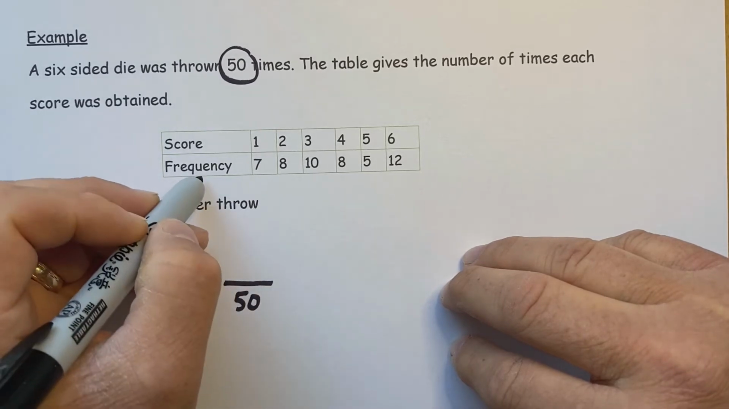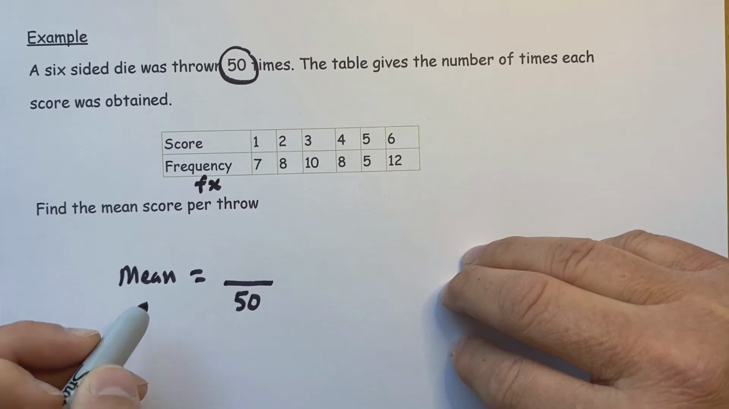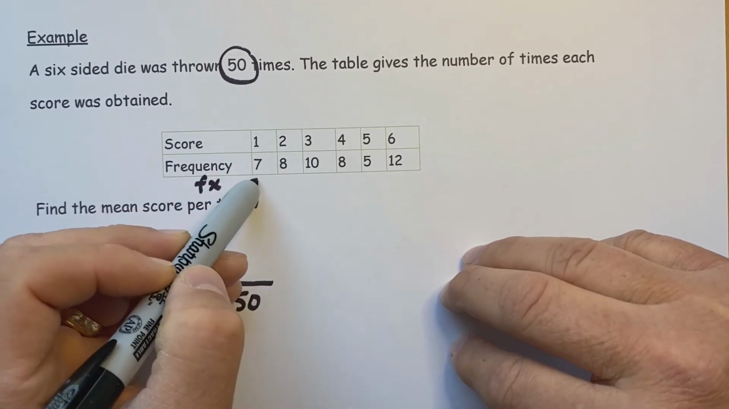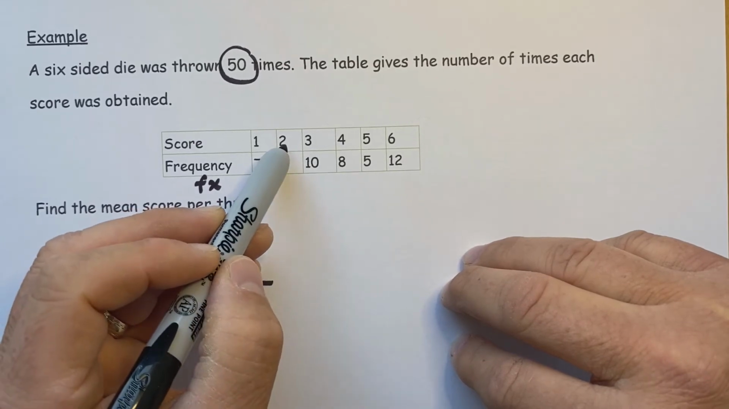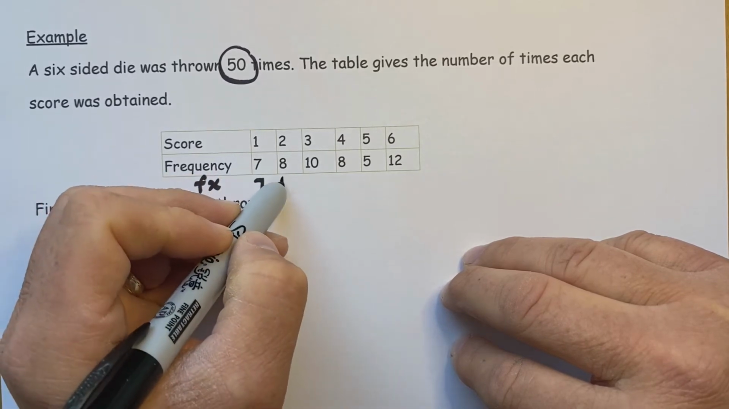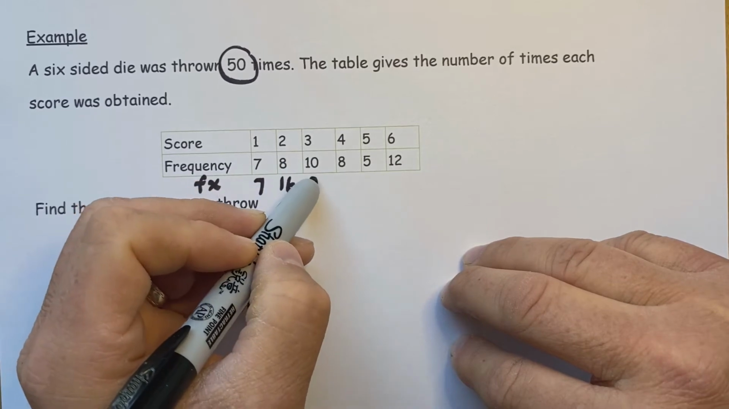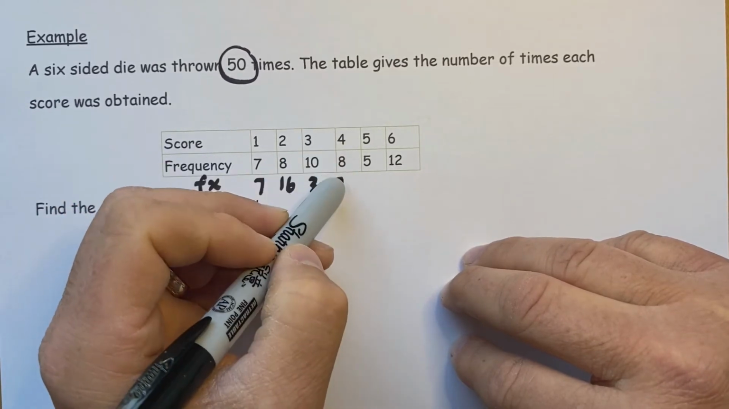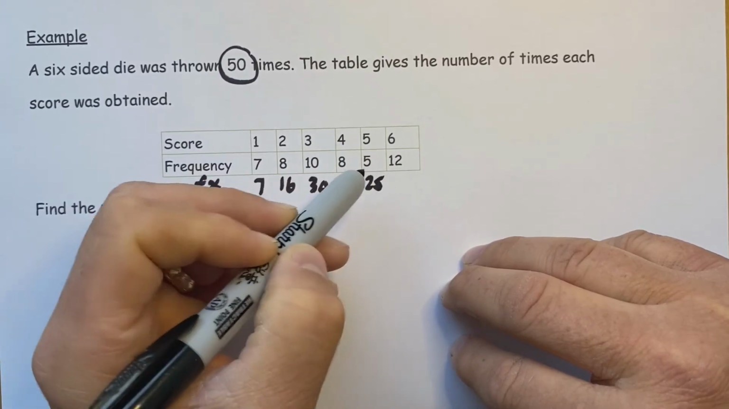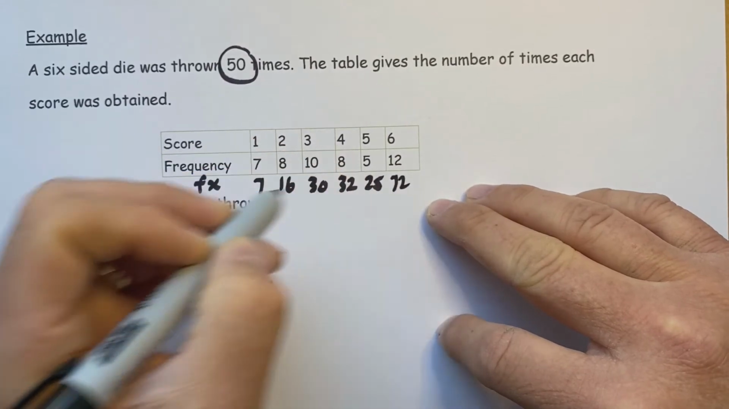So to work out this total, we've got to work out the fx column, just like we did in the last question. So a score of 1 happens 7 times. 7 times 1, 7. A score of 2 happened 8 times. 8 times the 2, we've got 16. And I just carry on along there. So 10 lots of 3, 30. 8 lots of 4, 32. 5 lots of 5, 25. And 12 lots of 6, we've got 72.